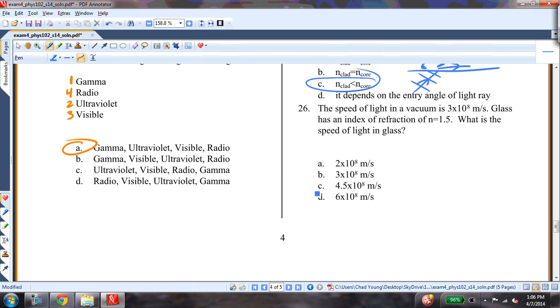And the last one, speed of light is 3 times 10 to the 8th. Glass is an index of 1.5. What is the speed of light in glass? So V is C over N. That's 2 times 10 to the 8. A is 26.